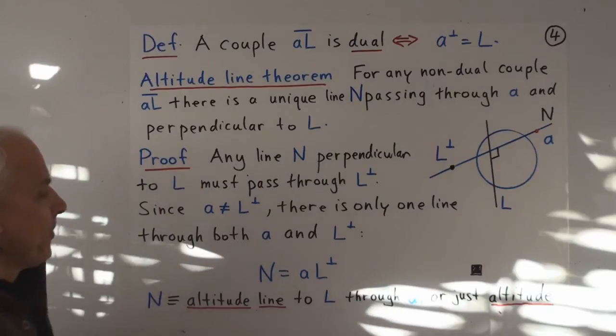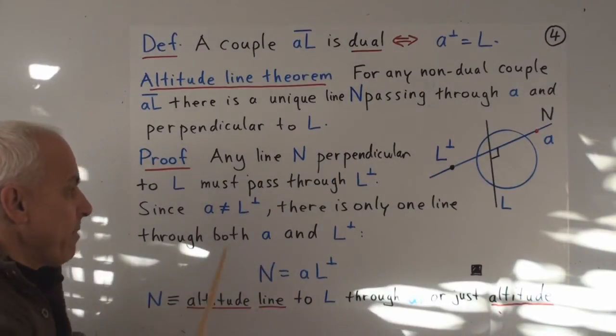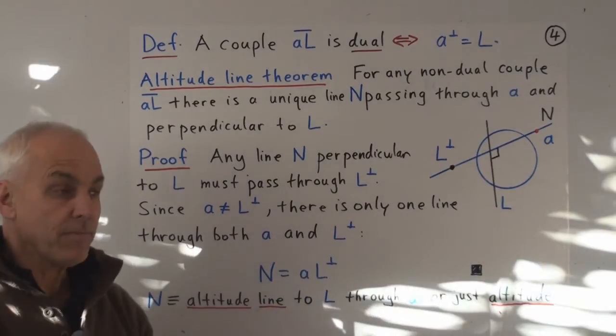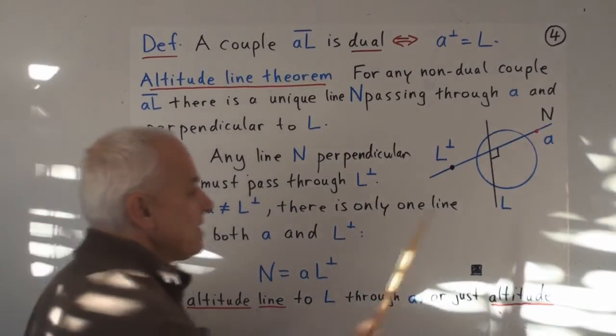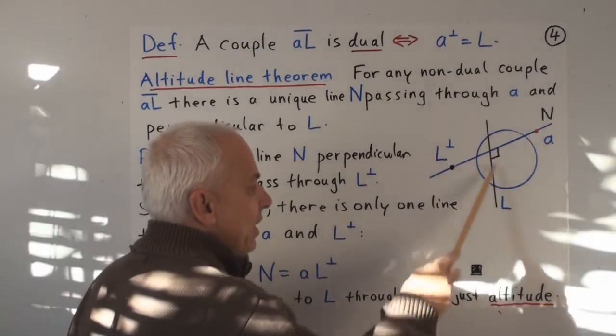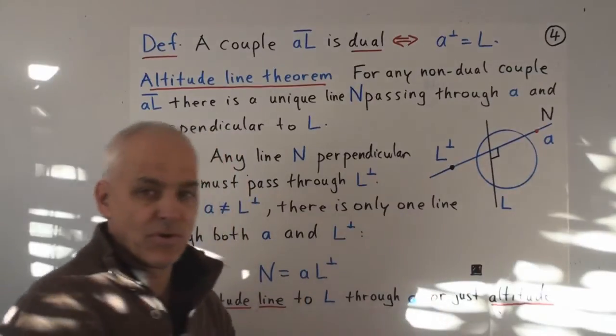All right, what's the proof? Well, any line N which is perpendicular to L must pass through the dual of L. Because remember, that's how we define perpendicularity of lines. We said that a line N is perpendicular to L precisely when N passes through the dual of L.